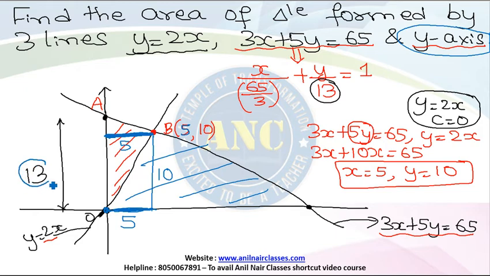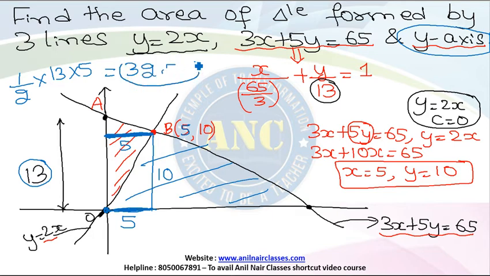I know the base as 13. Area of triangle is half into base 13 into height 5. 13 into 5 is 65. What is half of 65? Answer for this question is 32.5 square units.